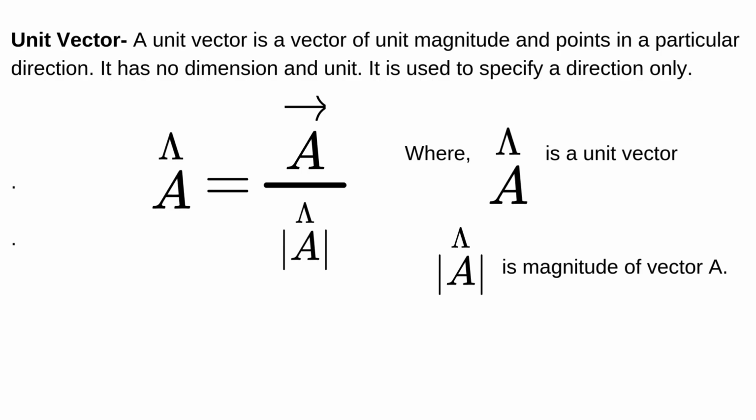Unit vector. A unit vector is a vector of unit magnitude and points in a particular direction. It has no dimension and no unit. It is used to specify a direction only.